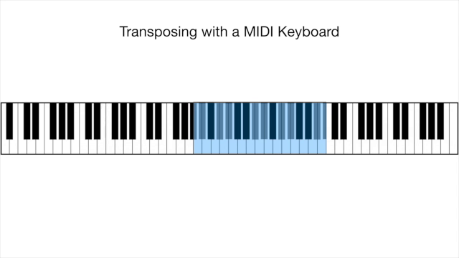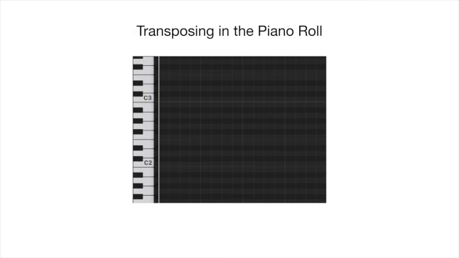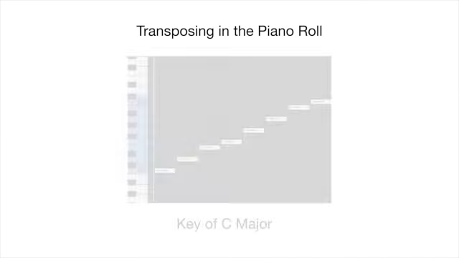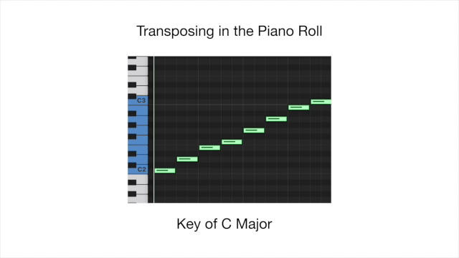Now, with this illustration, it's kind of difficult to see. So let's take a look at what this will look like in the piano roll. Here's our piano roll, and I've added the notes of a C major scale so you can see what this looks like. Even as you look at this, you should be able to see the whole step, half step, whole step, whole step, whole step, half step arrangement.